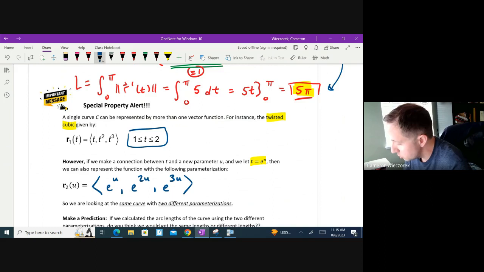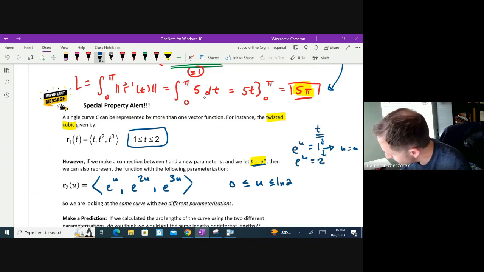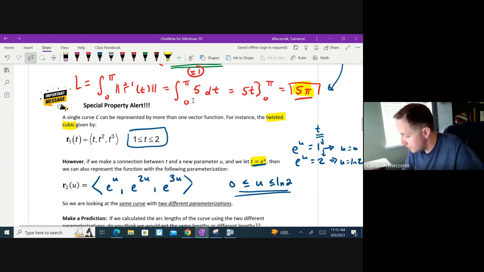t went from 1 to 2. But now, since I defined t to be e to the u, u is going to have to range from 0 to the natural log of 2. I'm getting that by solving: e to the u equals 1 would imply that u has to be 0, and e to the u equals 2, these are my t values over here, would imply that if I take the natural log of both sides, u has to be natural log 2. So these would be my new bounds on my parameter.